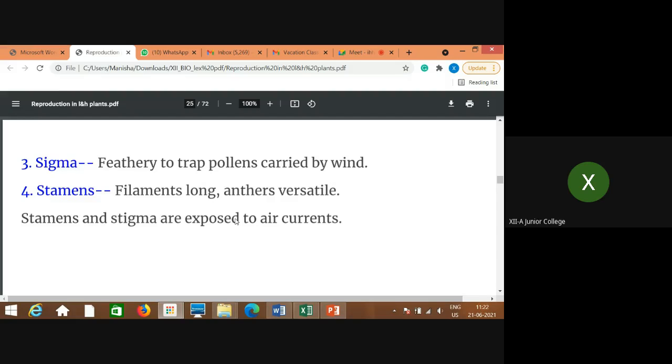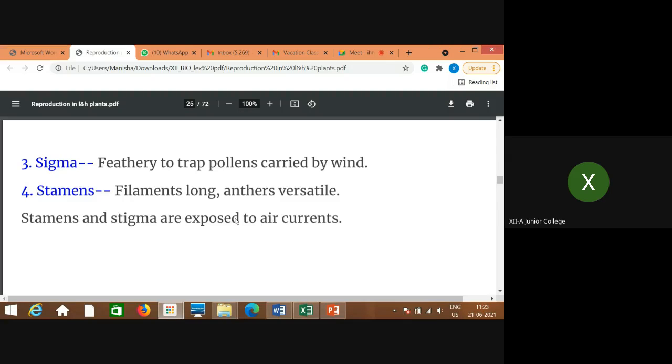Then stamens. Stamens are long. That means filaments are long and anthers are versatile. To move these pollen grains from one place to another with the help of the wind, it is very important to have the filament of the stamen long. So that's why the pollen grains will easily be carried away.